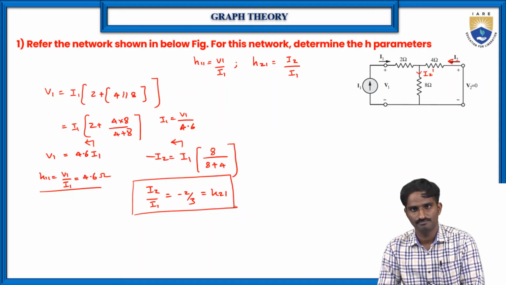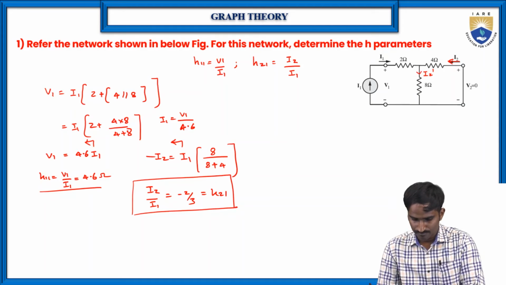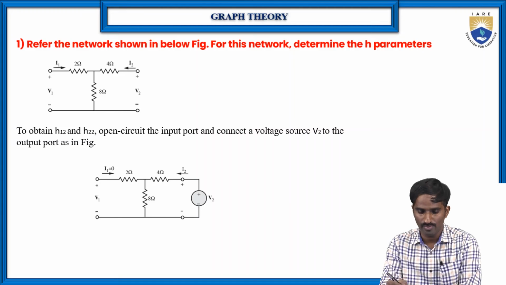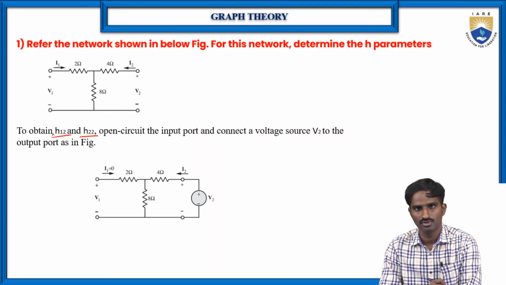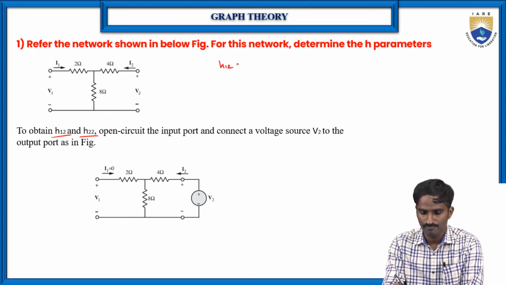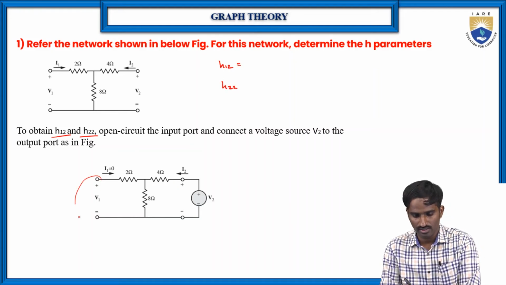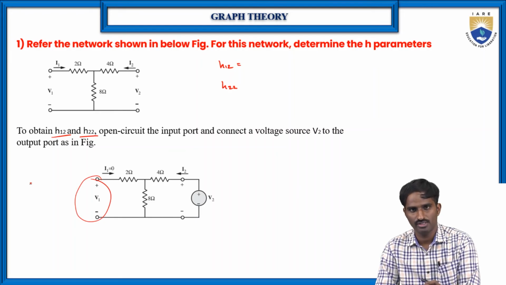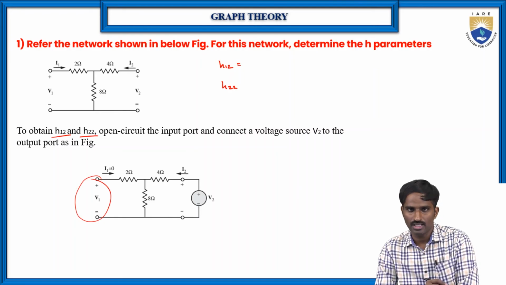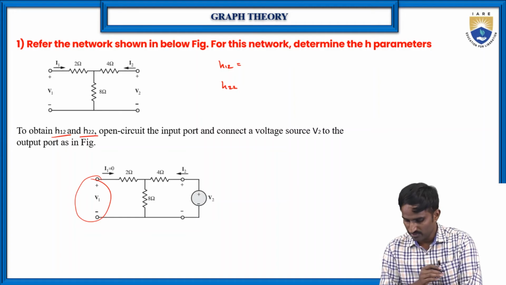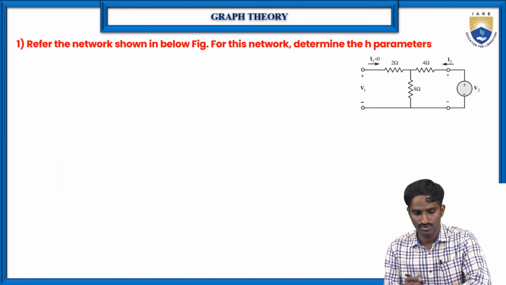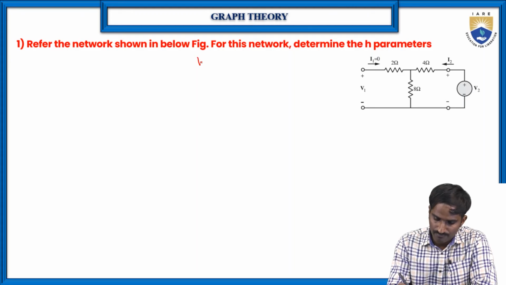Very simple, right? The same way, if you want to find the other two parameters, H12 and H22, right? Again, what we have to do is make the primary side an open circuit. We are making I1 equal to 0. By making I1 equal to 0, we can find the other two parameters H12 and H22. Here H12 is V1 by V2, and similarly H22 is equal to I2 by V2.